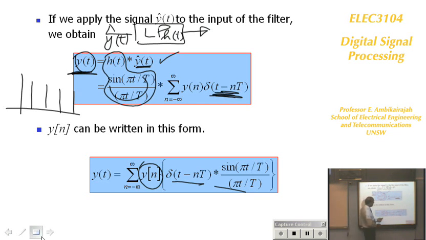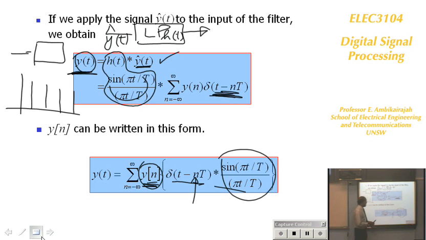So what does this mean? This means that you take your signal coming into the D2A converter, and if you take that signal and multiply by a sinc function, positioned at different time positions, and if you add them all, you should get your output signal. It's a bit harder to understand.